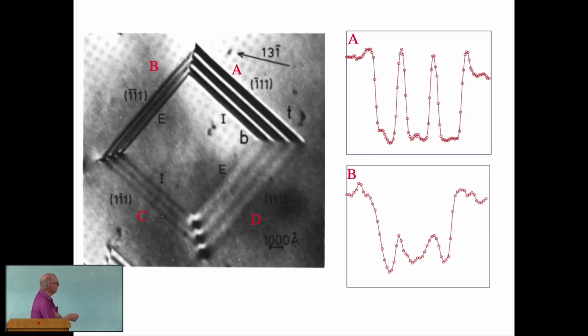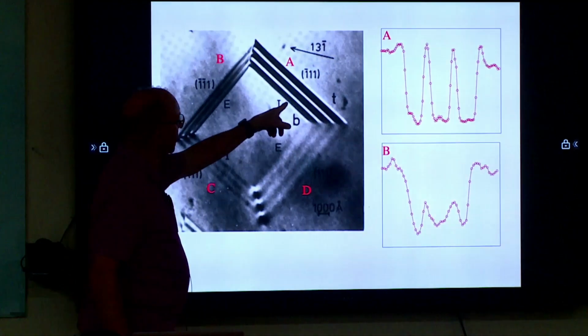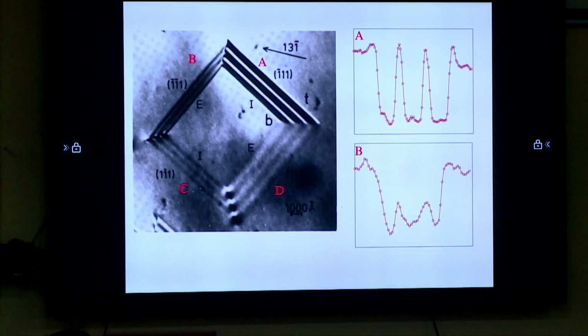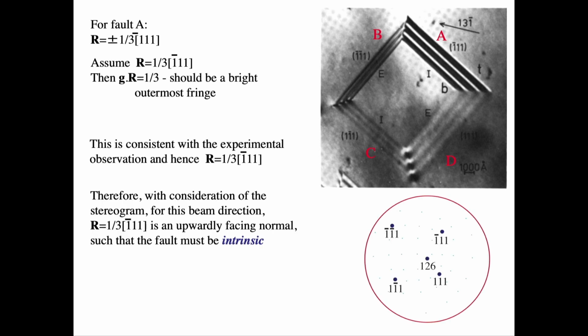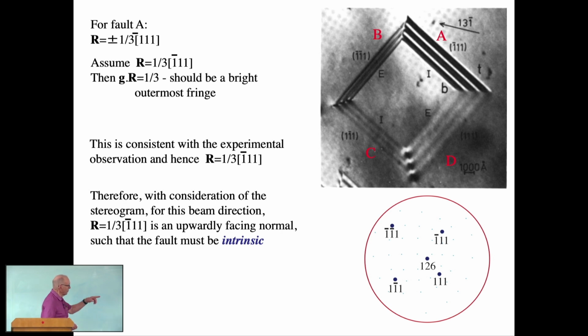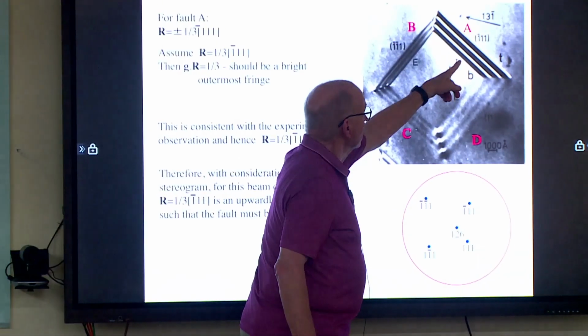Let's go back here. So A, you can actually see it here, that it's a bright outermost fringe here and here. So it should be a bright outermost fringe, we say it is, and so it's consistent with, if we look at the stereogram, for this being the direction, a fault vector of 1/3 [-1, 1, 1] is an upwardly facing normal, and so the fault must be intrinsic. And in fact, I marked that on there. This is an intrinsic fault here.